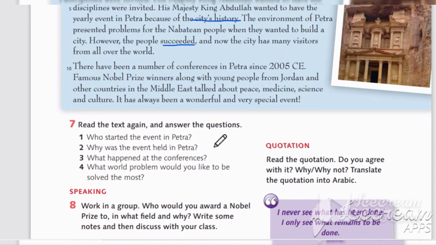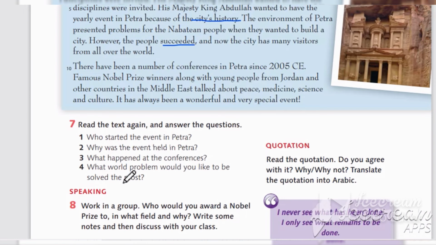Because the city served as an inspiration to solve different problems from all over the world. What happened at the conferences? Many people gathered together and they discussed the world's problems. Excellent. What world problems would you like to be solved the most?